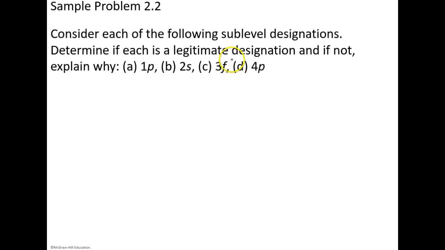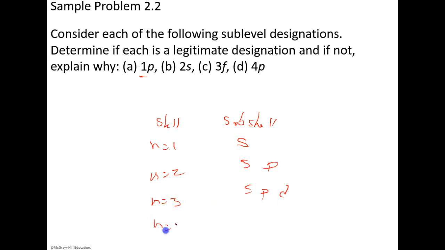So here's a practice problem. Consider each of the following sub-level designations. Determine if each is legitimate. That means if I have shell 1, remember n equal to 1, what subshells are allowed in shell 1? Well, remember, it was only the s orbital. Remember n equal to 2, I can get an s and a p. And n equal to 3, I can get an s, a p, and a d. And n equal to 4, shell 4, s, p, d, f.